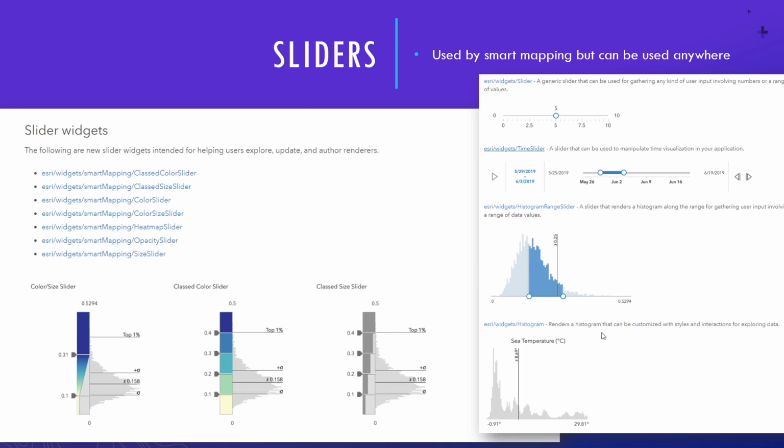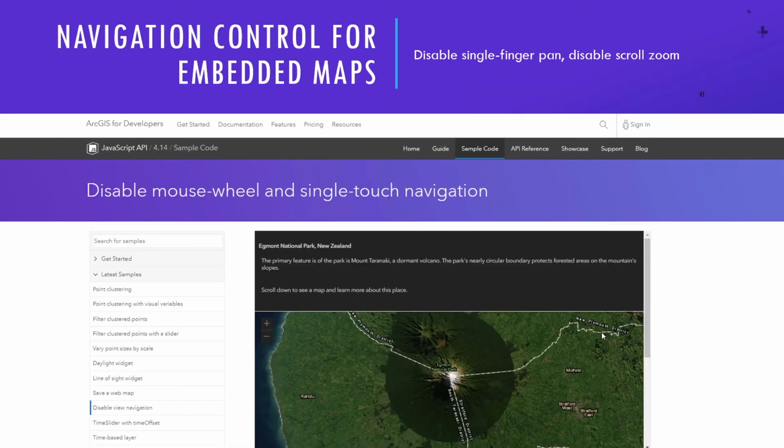We've added a bunch of slider widgets, and again, this is to support various workflows, often with Smart Mapping, but you can use these within your own application. We've added a lot of sliders that we built from the ground up for doing different things, from looking at different classes with colors, to the time slider widget, to the range slider widget, which does all that automatic calculation of the range within your data and lets you explore it. So have a look at the different slider widgets.